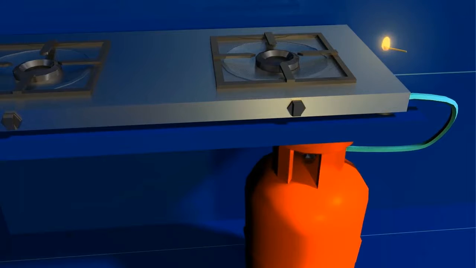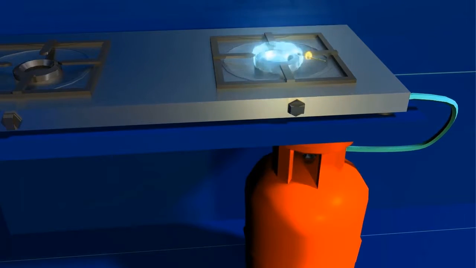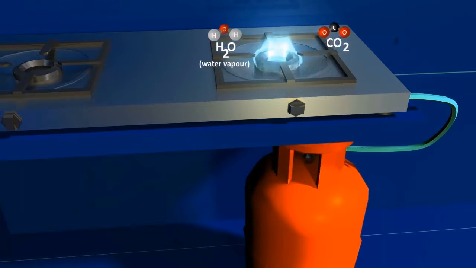Do you know what happens when you light the LPG? It burns completely in the presence of oxygen to form carbon dioxide, water vapor and heat. Food is cooked due to the release of that heat.